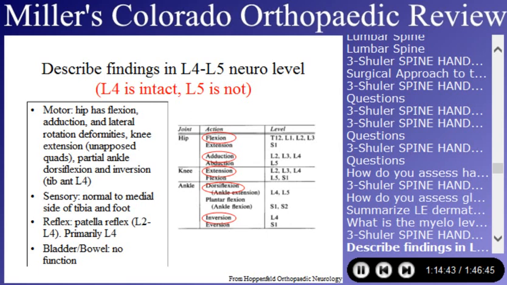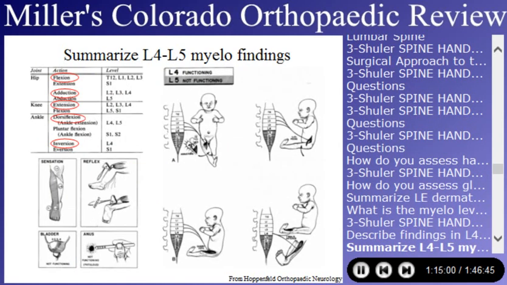I show there that he has hip flexion, adduction, knee extension because he has unopposed quads, partial ankle dorsiflexion and inversion. Sensory is located there. Patellar reflex, primarily L4. No function on bowel or bladder. And this is the diagram that's actually in the book that is extremely helpful in determining what is what. You have a non-functioning patulous anus, bladder is not functioning, your reflex would be absent at the Achilles but intact at L4 level, which is the knee.